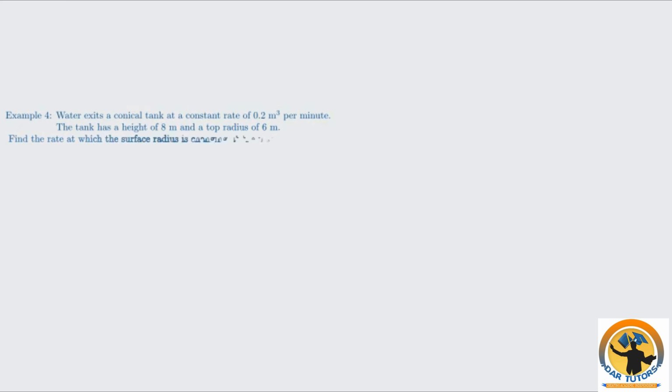We need to find the rate at which the surface radius of the water is changing at the instant when the water is 5 meters deep. Step 1. Diagram an inverted cone. We draw the tank and the water inside it. Let H be the height of the tank, R be its radius. Let h be the height of the water, and r be the radius of the water's surface.